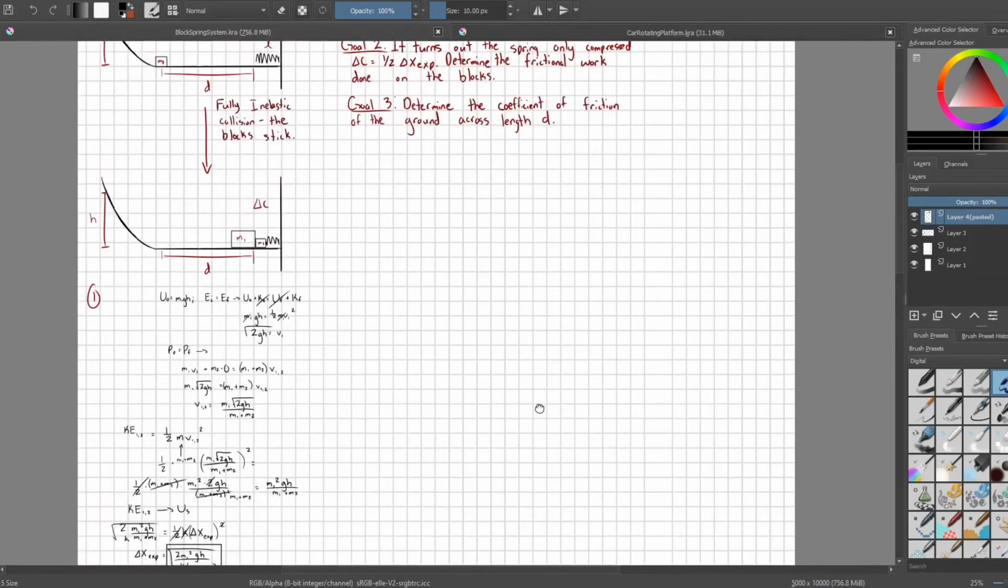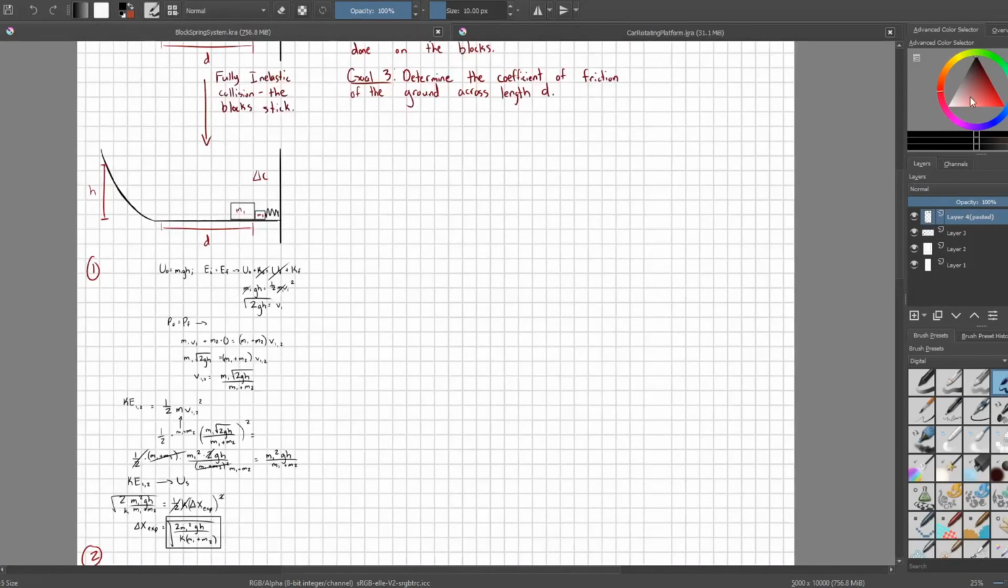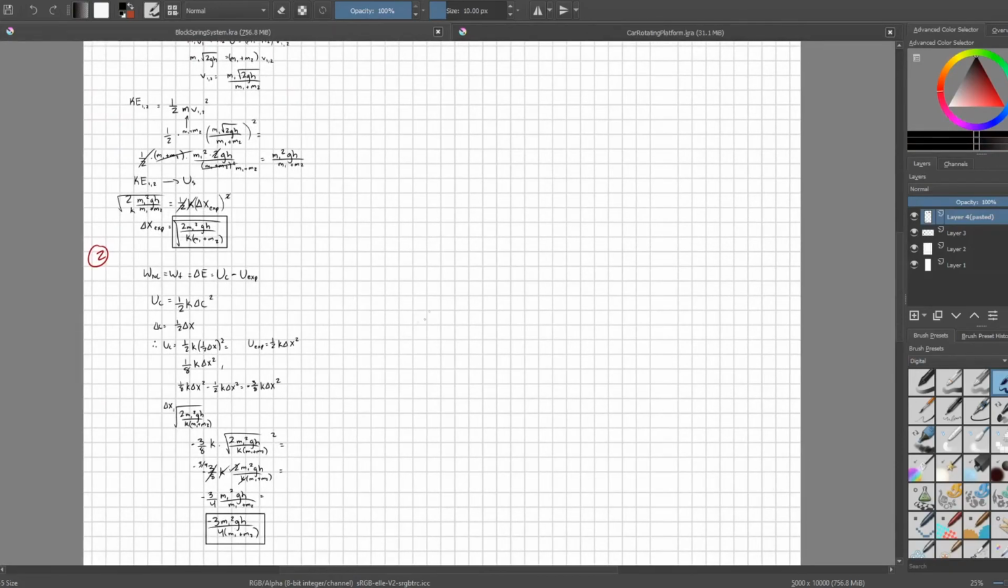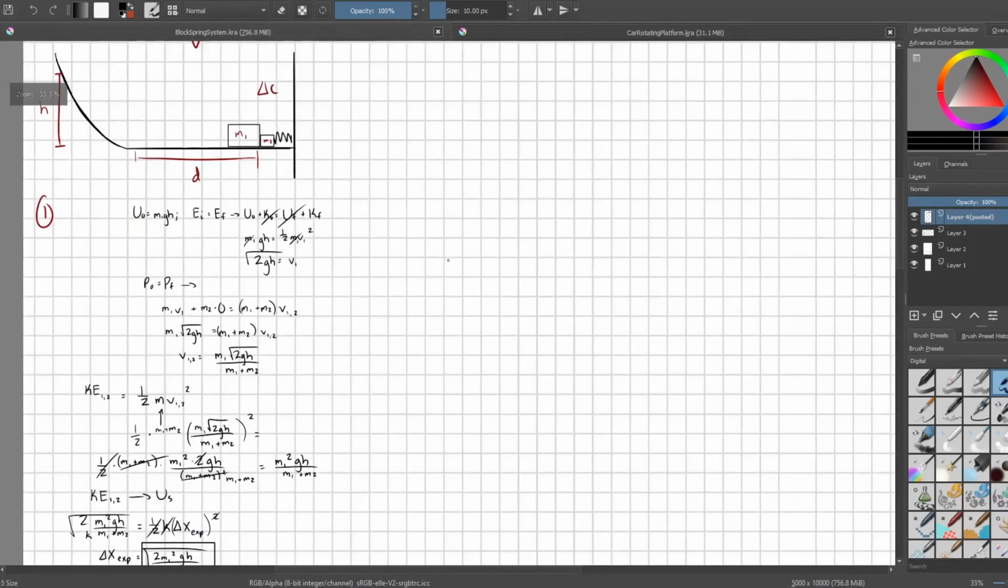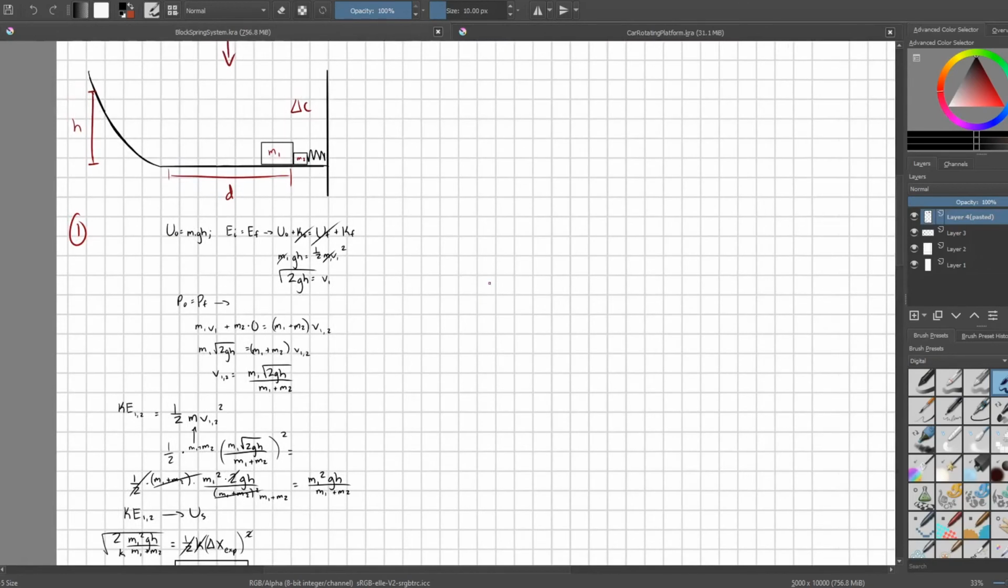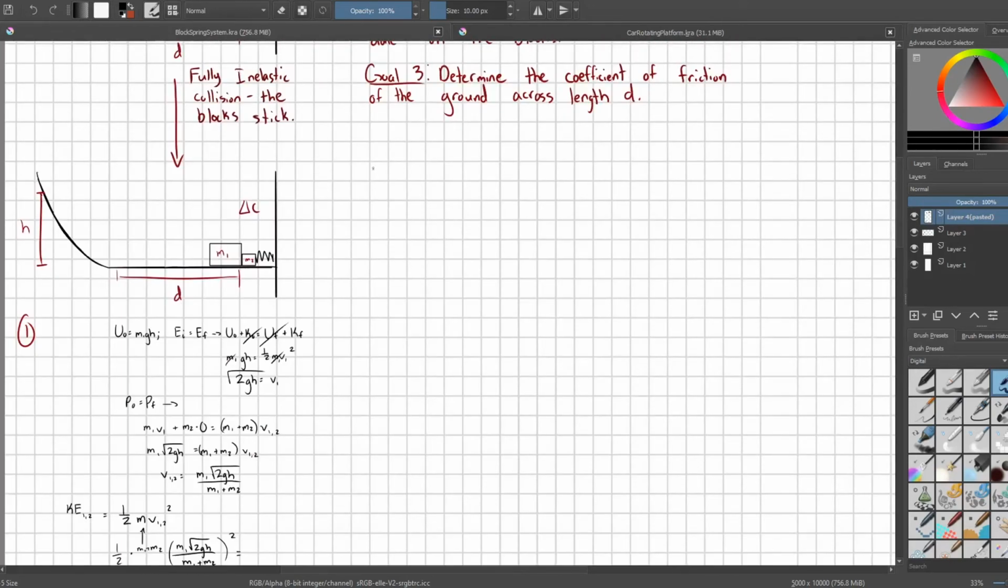So now for goal number 3, we're going to use this knowledge that we now know, which is that our work equals negative 3/4, or negative 3 m1 squared gh over 4 times m1 plus m2. So this is our work due to friction.